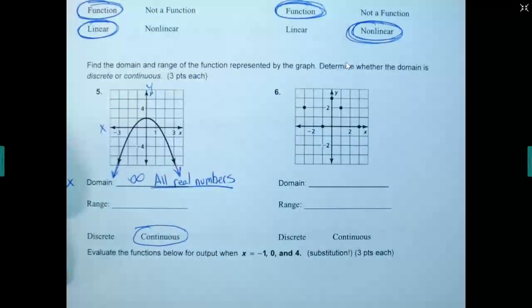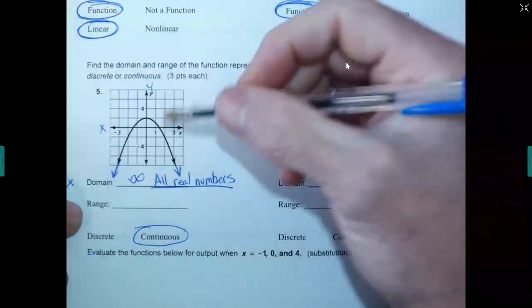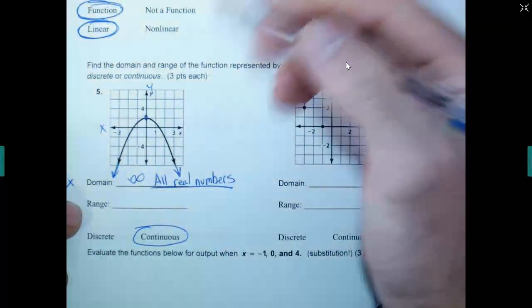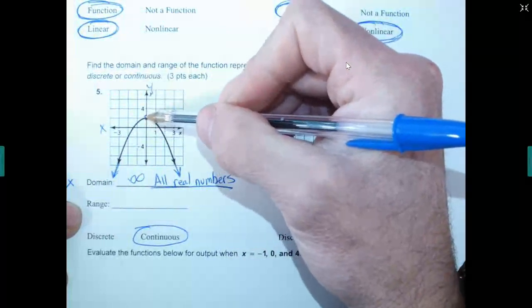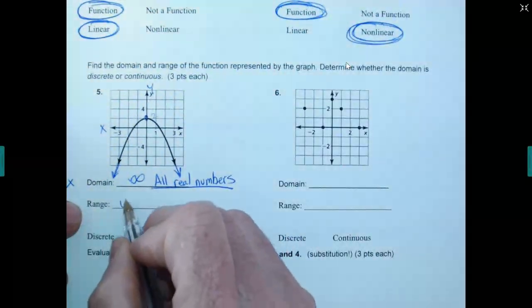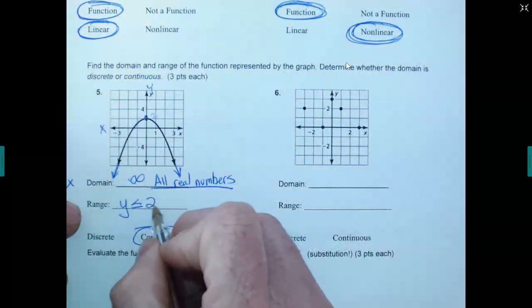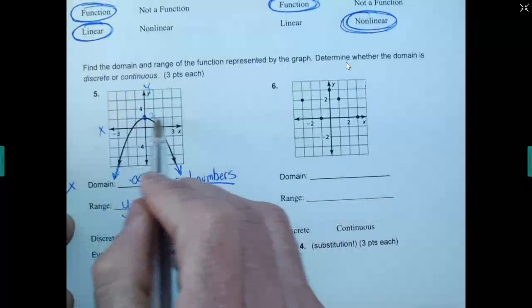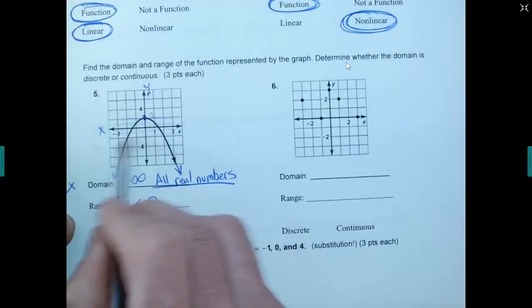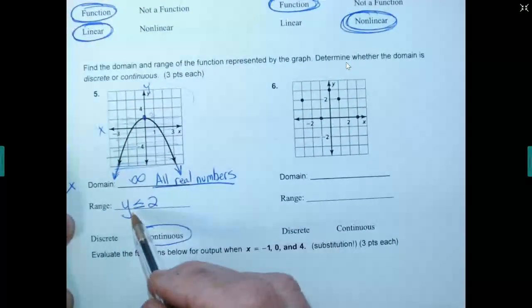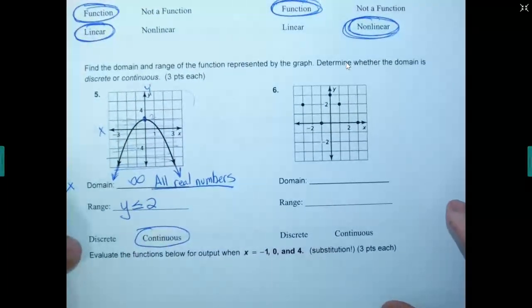That's my domain. Now my range is different. My range, I have no values that are greater than 2. So y is less than or equal to 2. That's my range. It is right here. It is all these numbers. So there's none of these numbers. So it's less than or equal to 2.